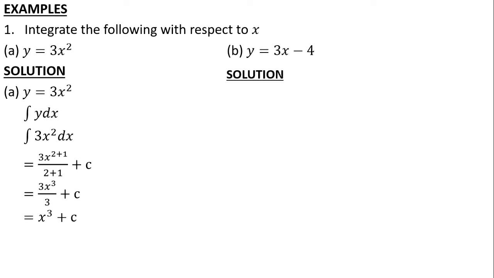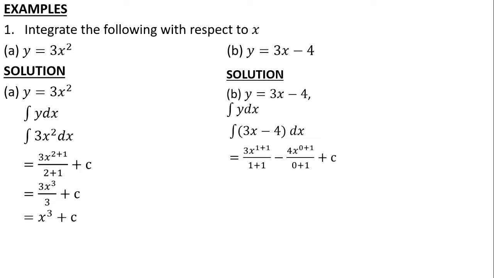y equal to 3x minus 4. We are going to say y equal to 3x minus 4. We are finding the integral of y dx. Where there's that y, we'll replace our 3x minus 4. So what we are going to do is to add 1 to the power of x and then divide by 1 plus 1. And then we introduce an x where there's a -4.